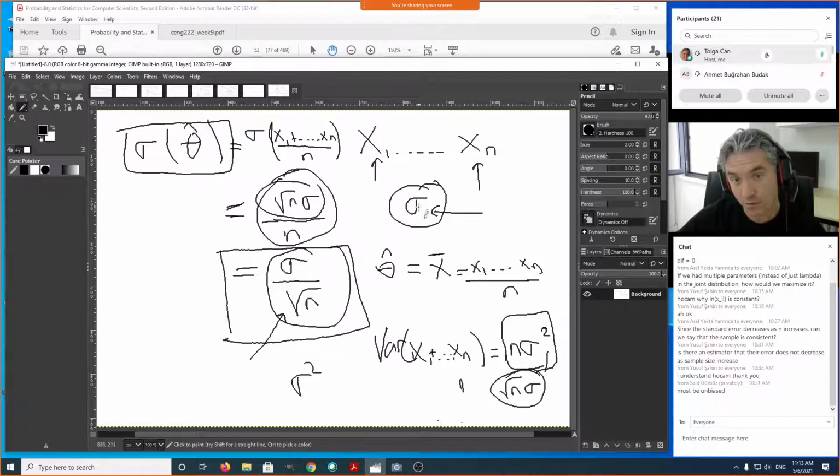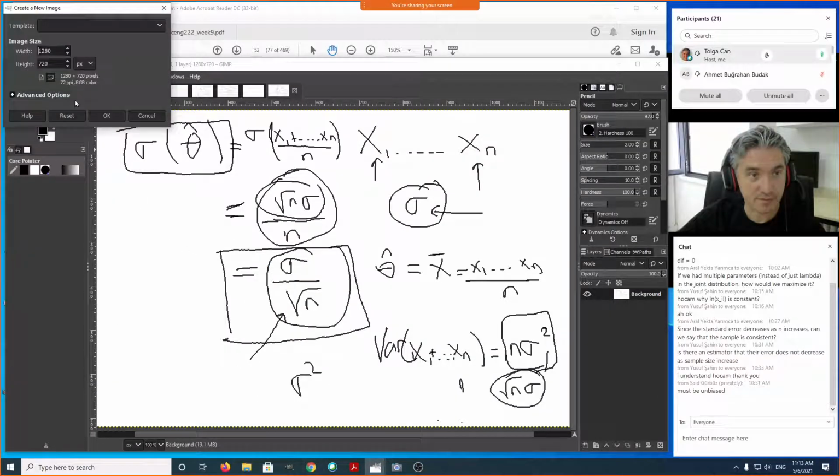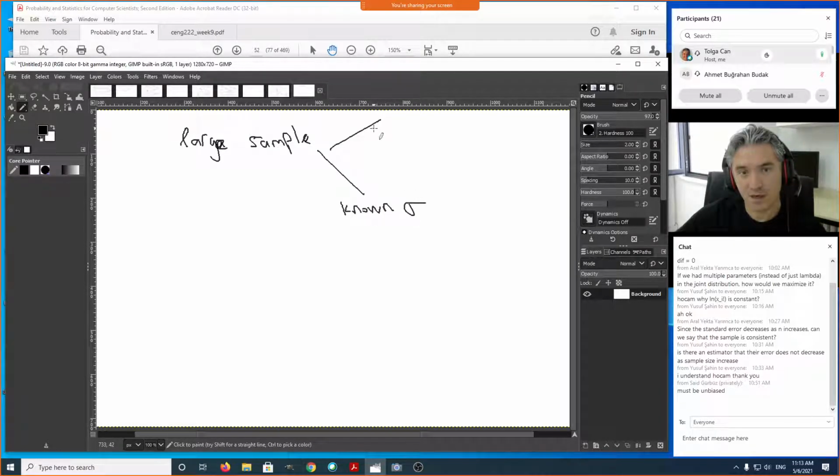If we know this sigma, what if this sigma is unknown? We are going to see different cases, let me write it here. If we have a large sample, there are two cases. When we have a large sample, if our estimator is asymptotically normal, there are two cases here again: a known standard deviation, and an unknown standard deviation. So what does this mean, known and unknown?